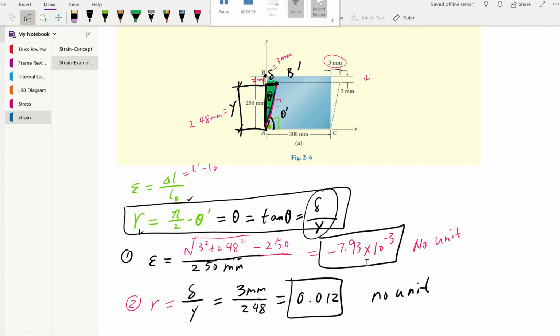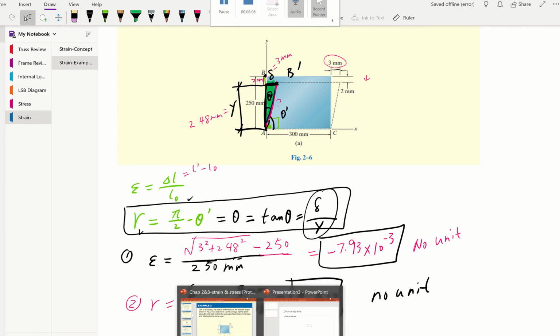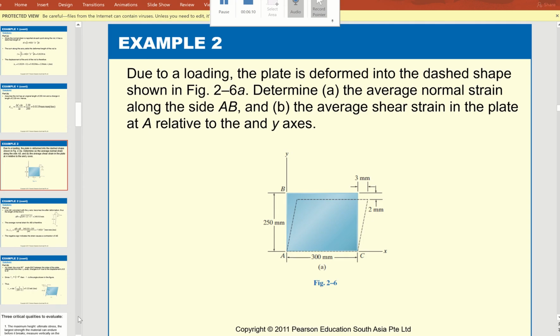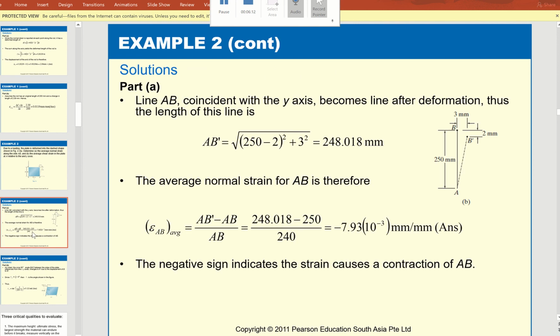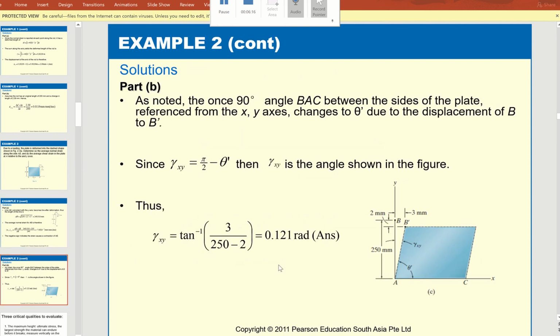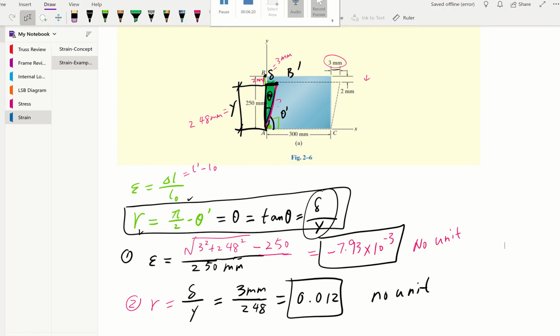Let's just double check, see if it's the same answer as the slide. Okay, that looks right, 0.012. Okay, so that's it. That's a simple example of using the strain concept to calculate both normal strain and shear strain. That's all for this video. See you next time. Bye.